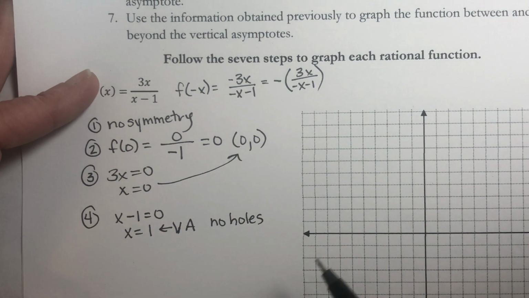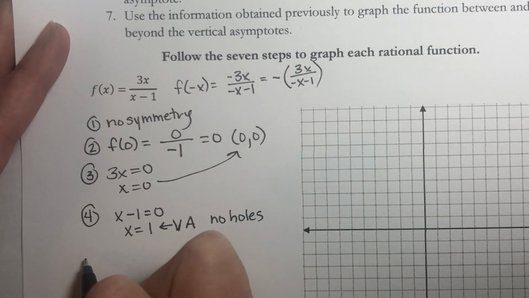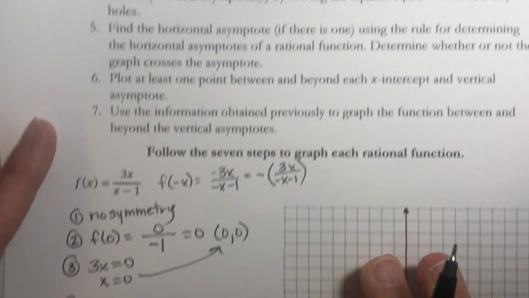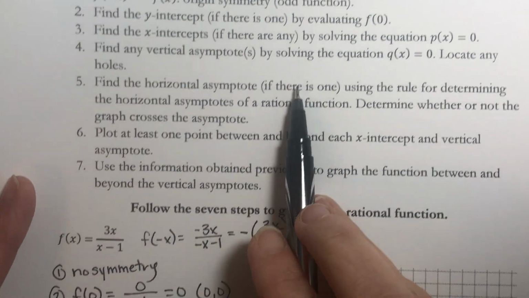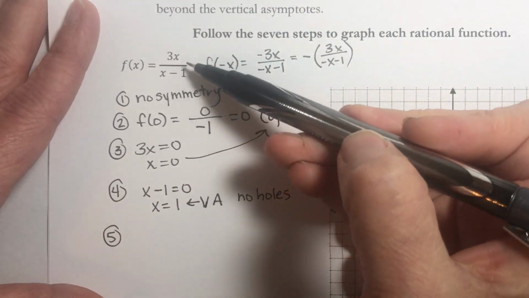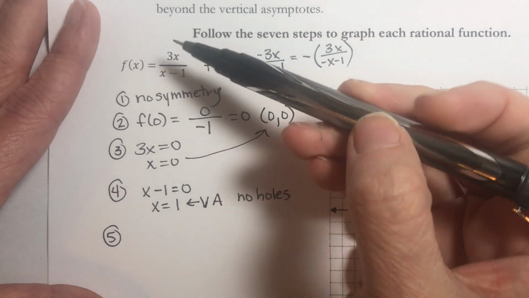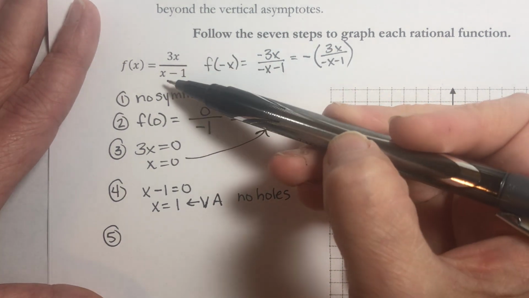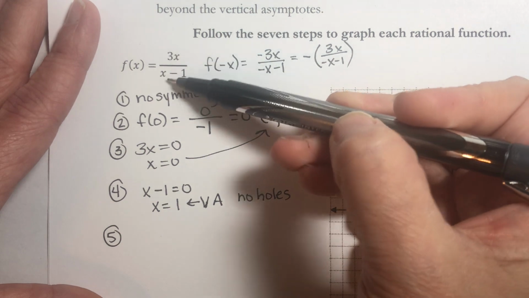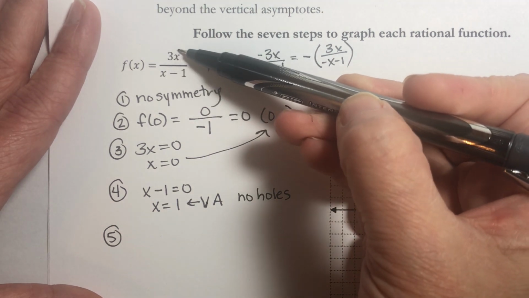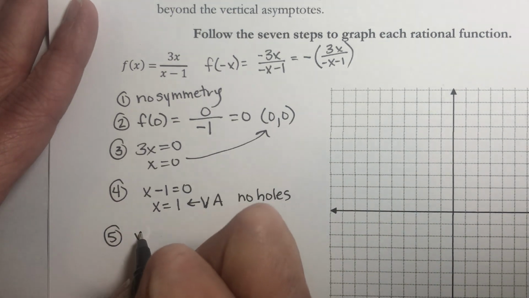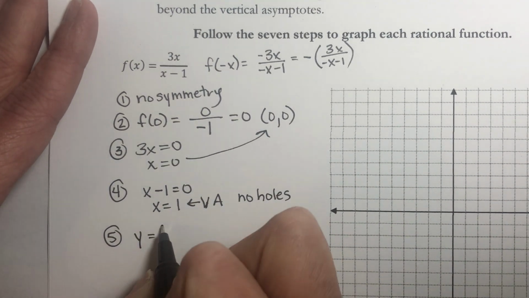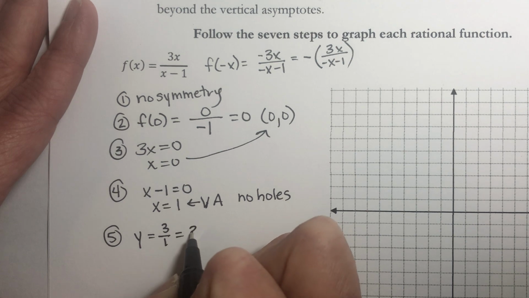We never cross a vertical asymptote, so we don't have to check that. Step 5 is to find the horizontal asymptote if there is one, which means we look at our degrees. Now, we have the same degree in the top and the same degree in the bottom. So that means we make a fraction out of the numbers we have up here, our leading coefficients. So we would have a horizontal asymptote at 3 over 1, or just 3.